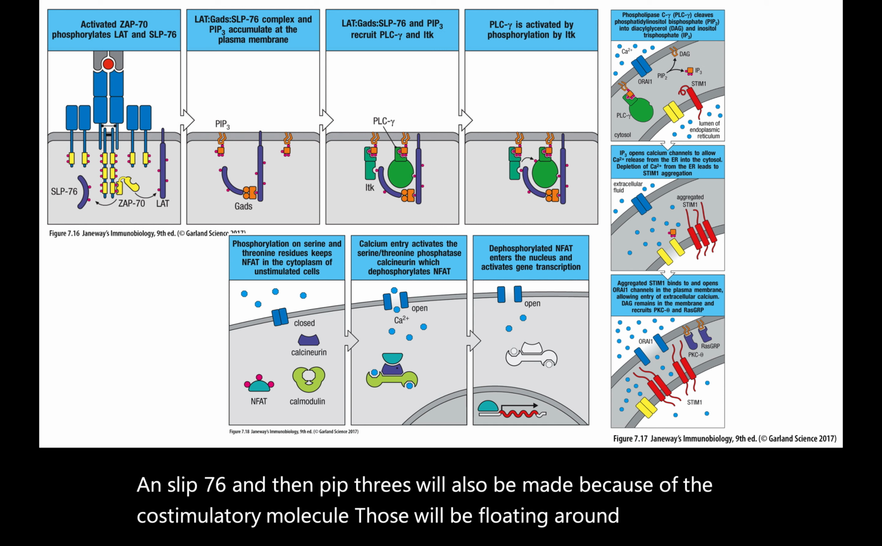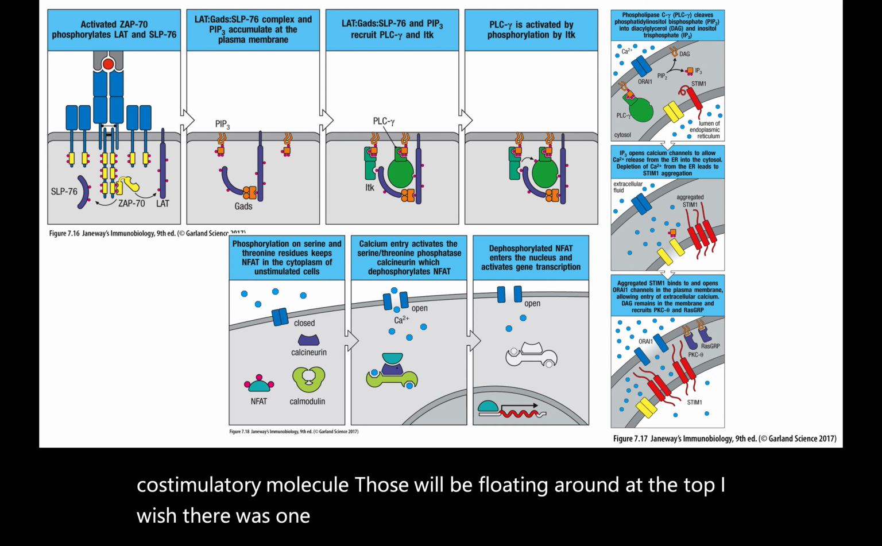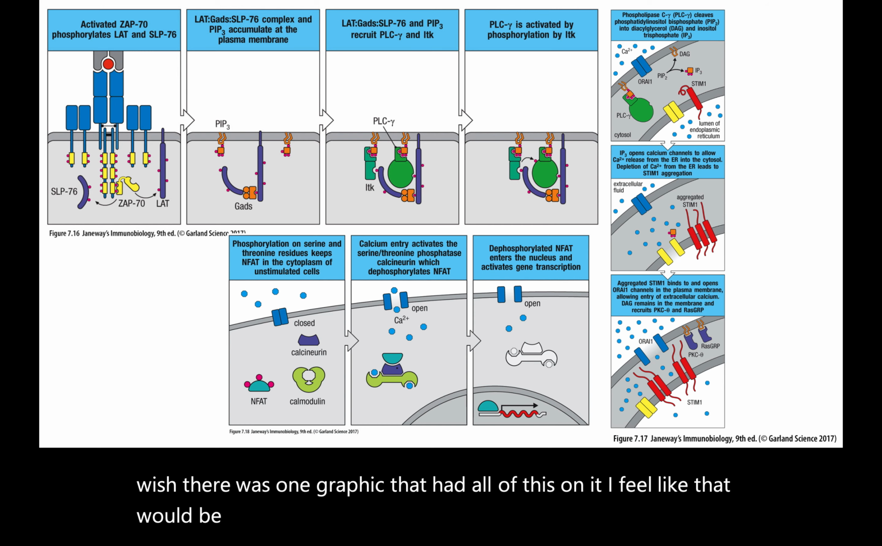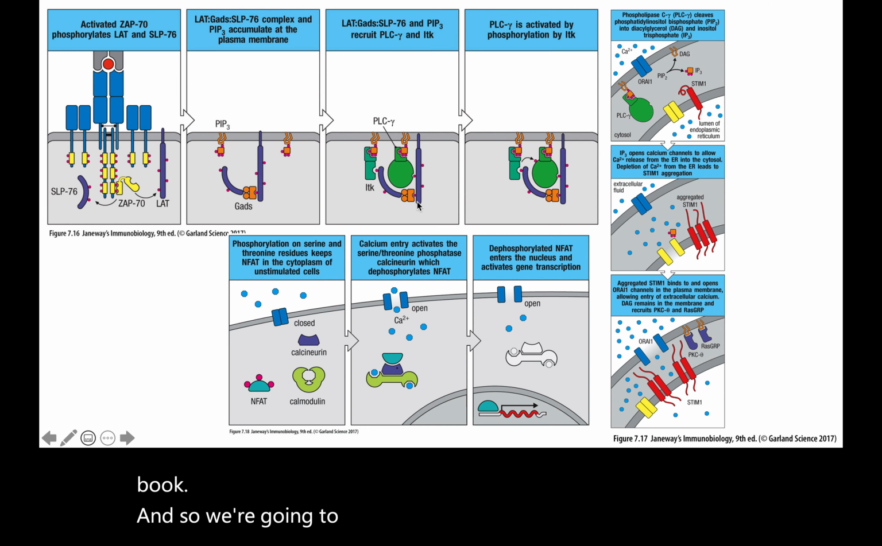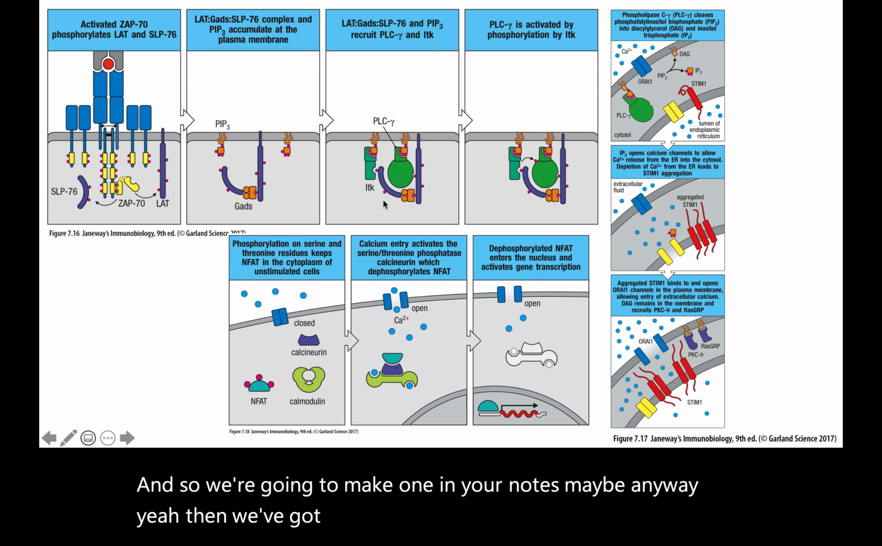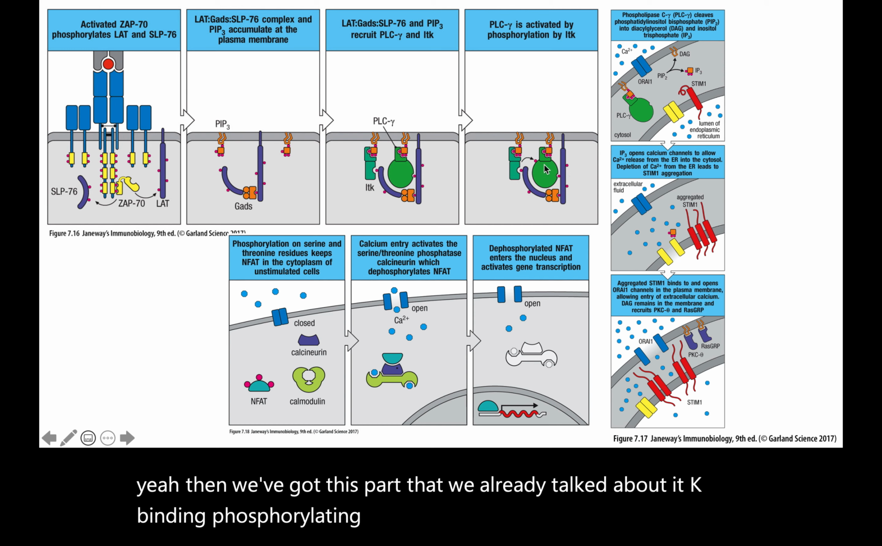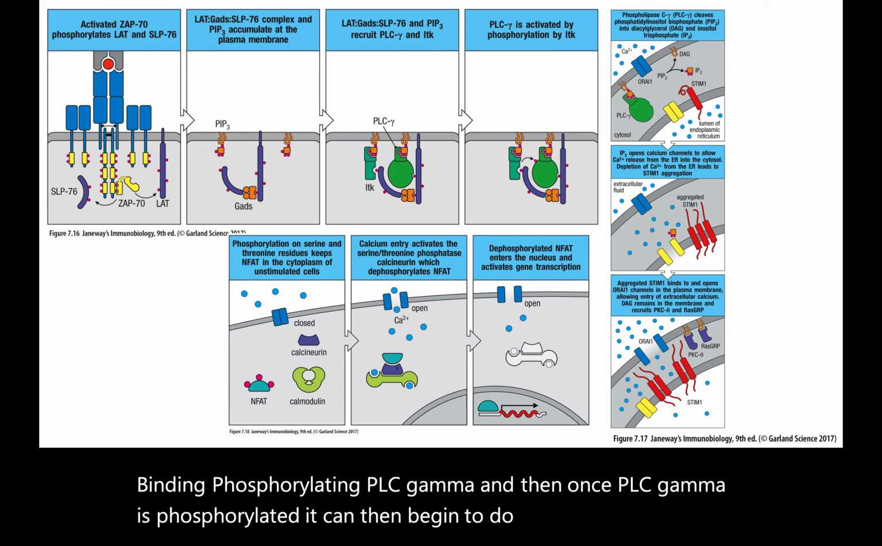I wish there was one graphic that had all of this on it. I feel like that would be easier, but that graphic does not exist, at least not in the book. So yeah, you got to make one in your notes maybe. Anyway, then we've got this part that we already talked about, ITK binding, phosphorylating PLC gamma. And then once PLC gamma is phosphorylated, it can then begin to do its work.